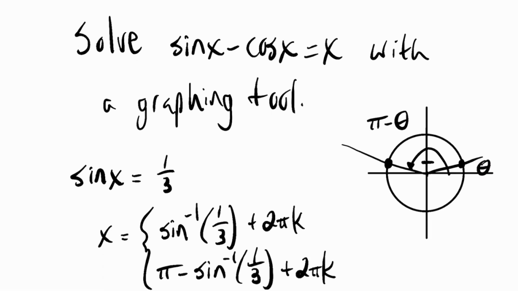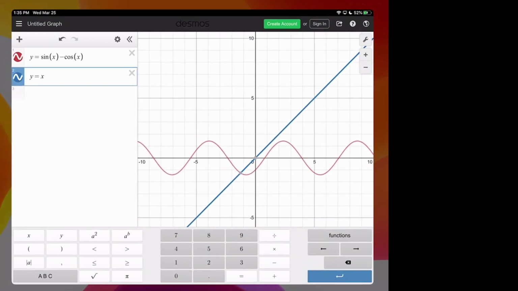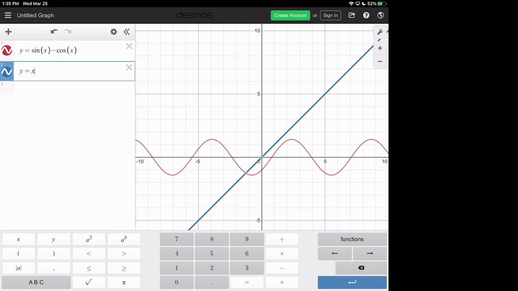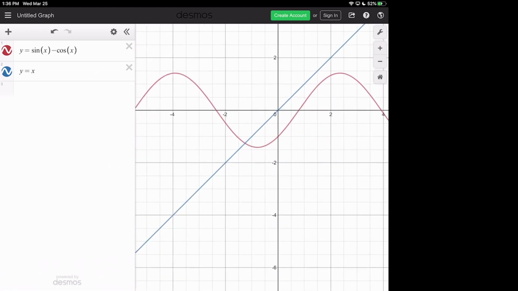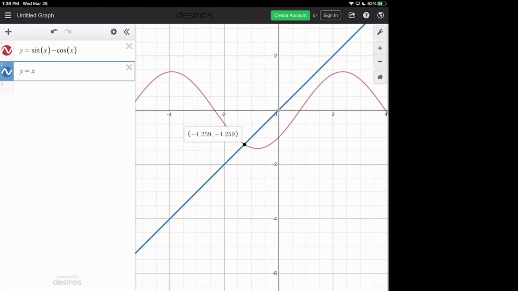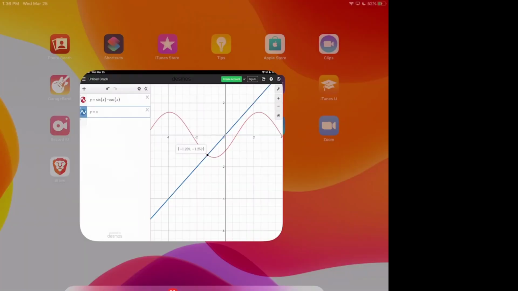Over here on Desmos, I have put in these two expressions, the two sides of the equation, as though they're different functions. And if I look for where they cross, that would be where the two function values are equal. So the x coordinate where they cross, because the right-hand side of the equation was just x, it's sine x minus cosine x equals x. So the y coordinate will be the same. So negative 1.259 is an approximate solution.